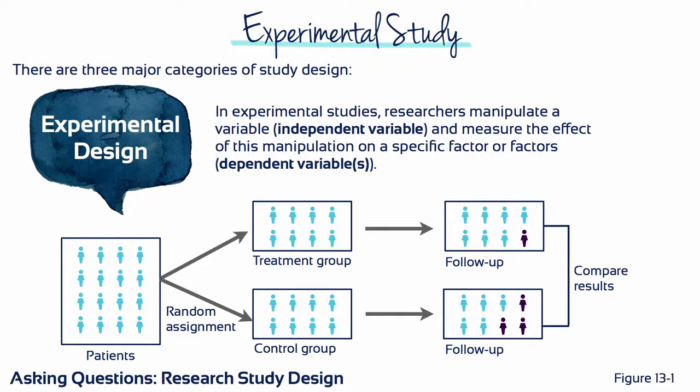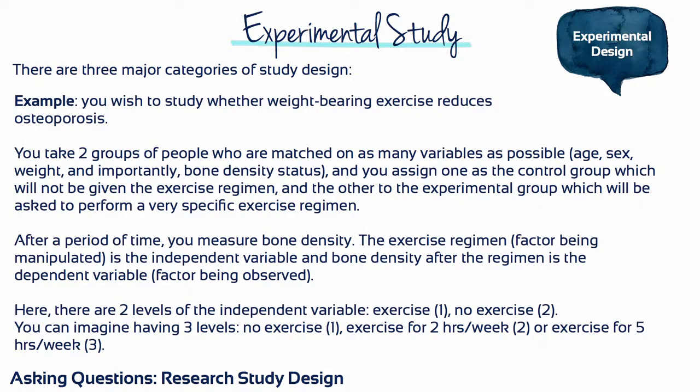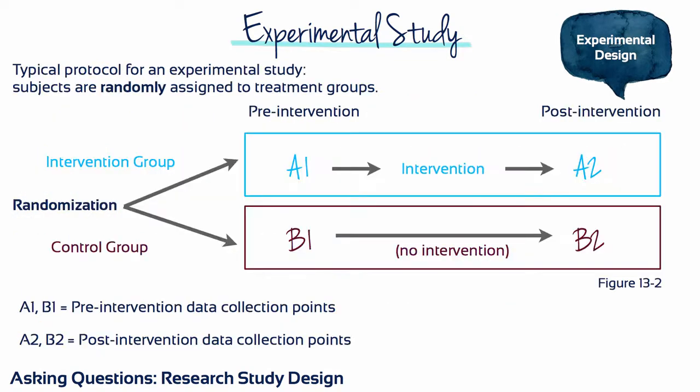These studies are used to test hypotheses. Studies are double-blind if neither the researcher nor the participant know which participants are in the treatment group while the study is going on. Here's an example of an experimental study in which the researcher wants to know whether weight-bearing exercise reduces osteoporosis. Here's a typical protocol for an experimental study in which the subjects are randomly assigned to treatment groups.